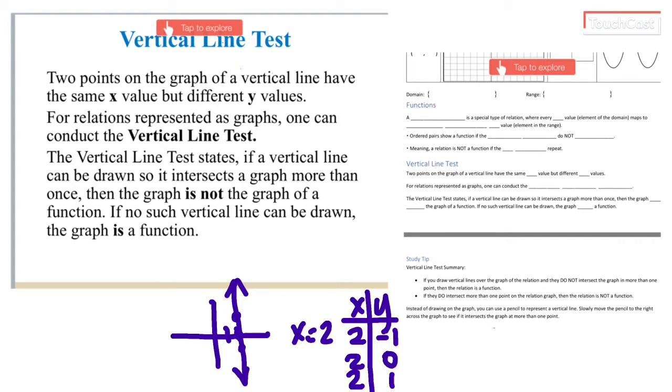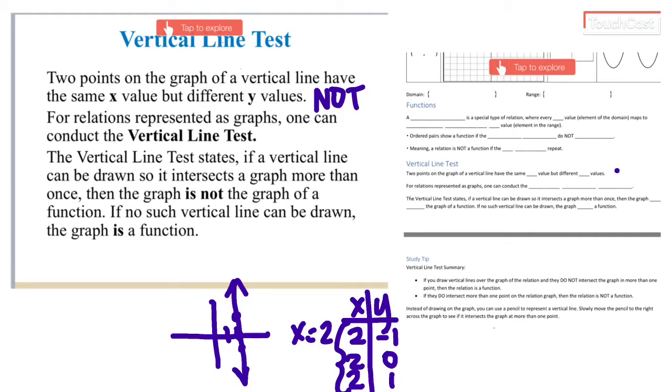And so notice that my x's are repeating. And if you have 2 points on the graph of a vertical line that have the same x value but different y's, then this is not a function. Okay? So, we can always test this with the vertical line test. And so what we're going to look at are some examples to kind of help us do that.